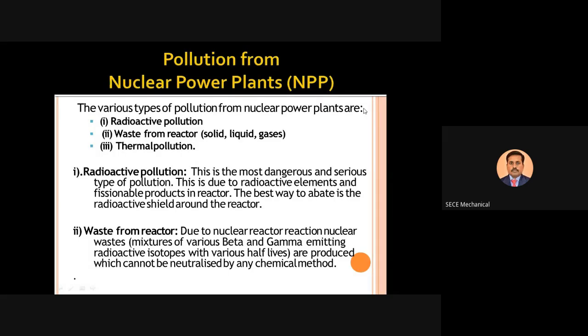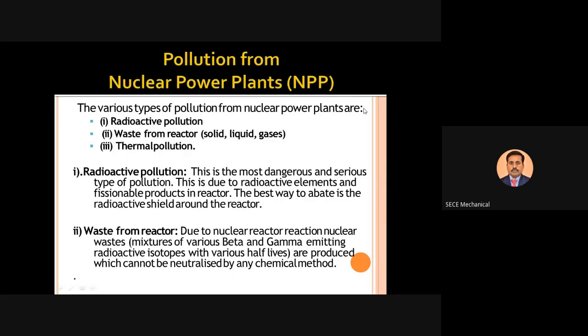This is due to radioactive elements and the fissionable products in the reactor. The best way to avoid this is a radioactive shield around the reactor. That's why we were discussing the concrete shell and stainless steel shell. With the help of that, we can protect and control the radioactive pollution. By this method, we can control it.